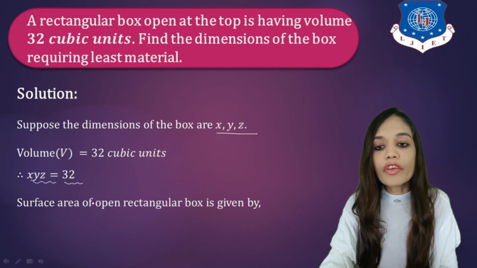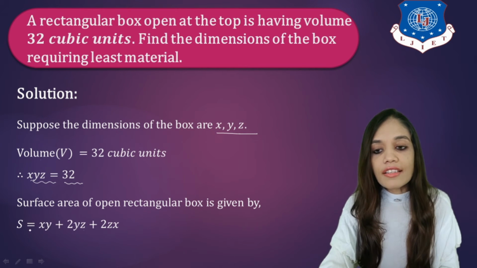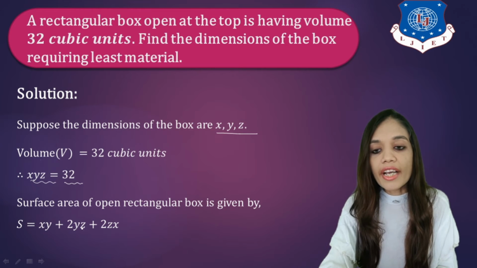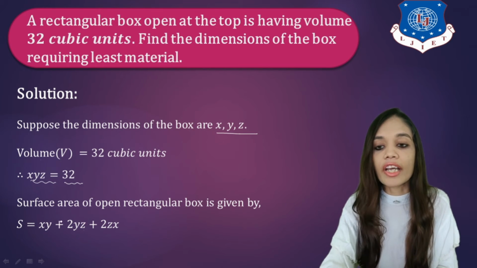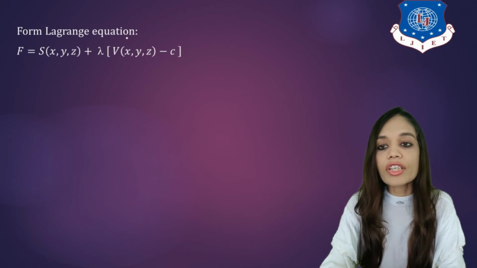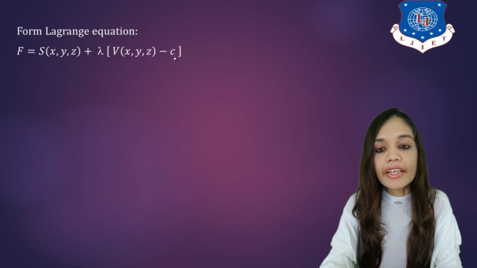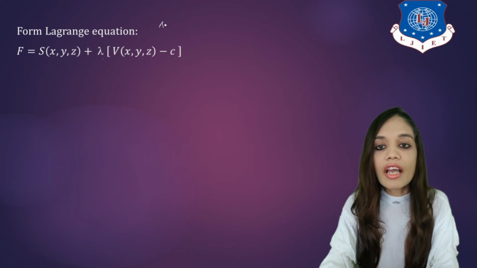Right? Now the surface area of the open rectangular box will be given by S is equal to xy plus 2yz plus 2zx. Because this is an open box, therefore here it will come only xy. Now let us begin our method, that is, we will write our Lagrange equation, which is given by capital F is equal to S of xyz plus lambda times V of xyz minus c. Here the constraint is xyz is equal to 32.